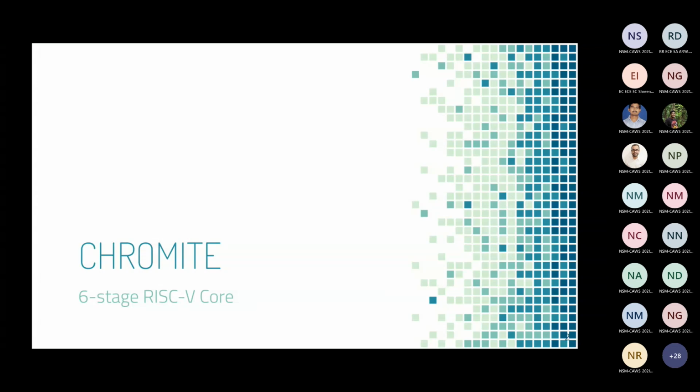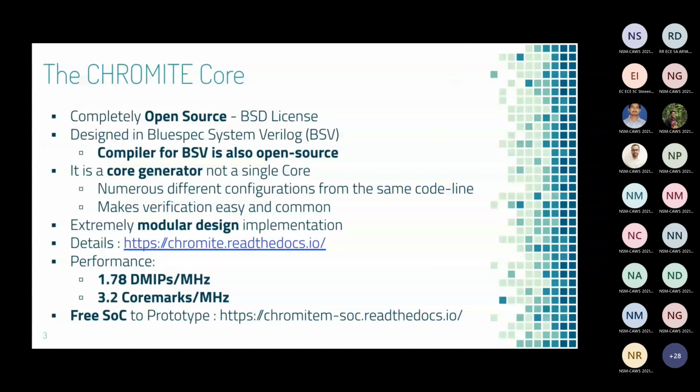Chromite is basically a 6-stage in-order core. It is completely open source. It's under the BSD license. What BSD stands for is you can use this core, you can make money out of this core, you can change this core, you can brand it as your own core, and you don't have to tell us, right? We don't take liability for the core as well. So that's the other side.